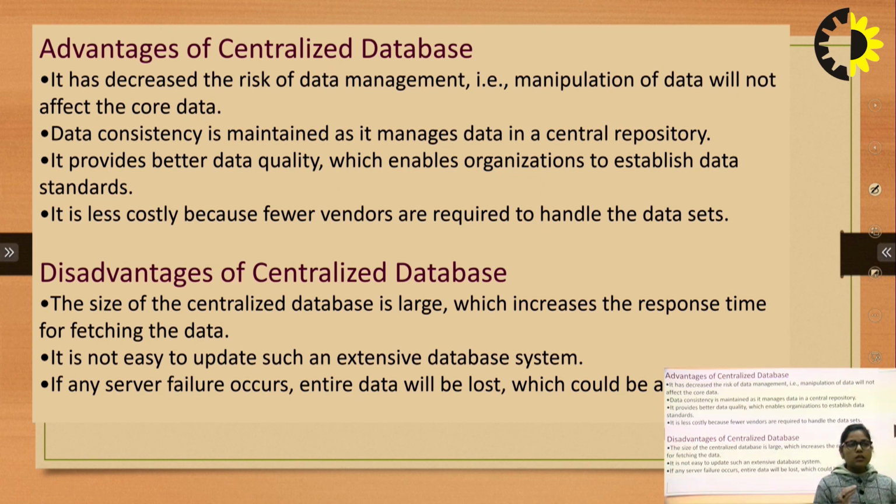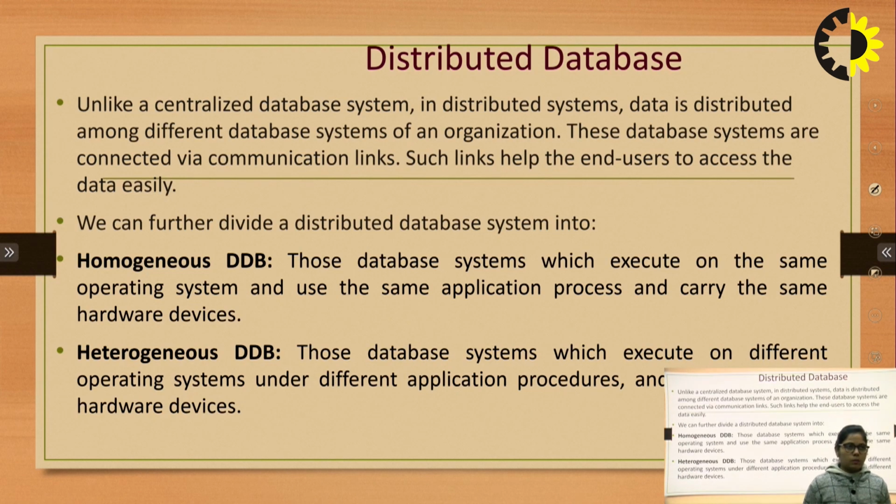It is not easy to update such an extensive database system. If any failure occurs, the entire database is lost, which could be a huge loss. This is the worst disadvantage, the worst case for a centralized database system. If any failure occurs, then all the data will be lost, which could be a huge loss for any university or college. The next one is the distributed database system.